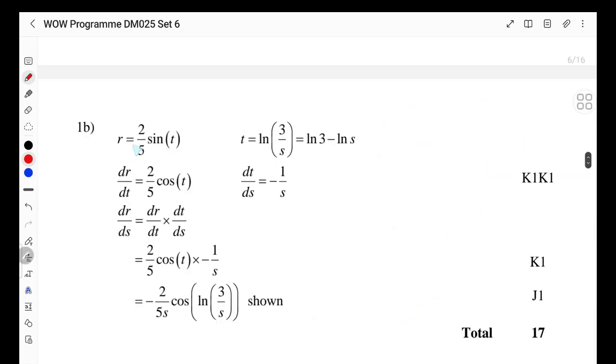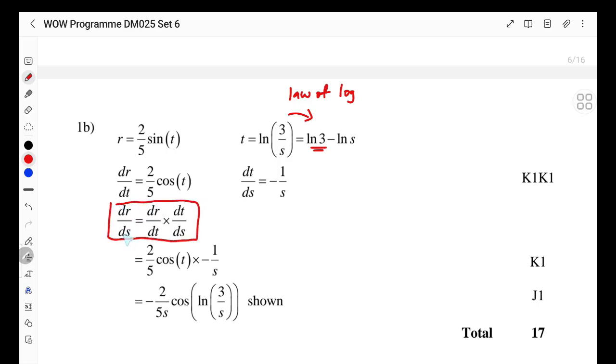So r equals 2 over 5 sine t, t equals ln 3 over s. First we change this by using the law of logarithm, so you have ln 3 minus ln s. Differentiate r, dr over dt, you will get 2 over 5 cos t. Differentiate dt over ds, you get negative 1 over s. Since this is a constant, differentiate constant, you get 0. So differentiate negative ln s, you get negative 1 over s.